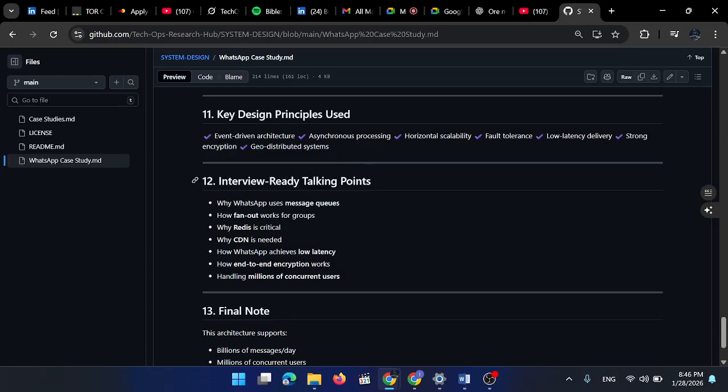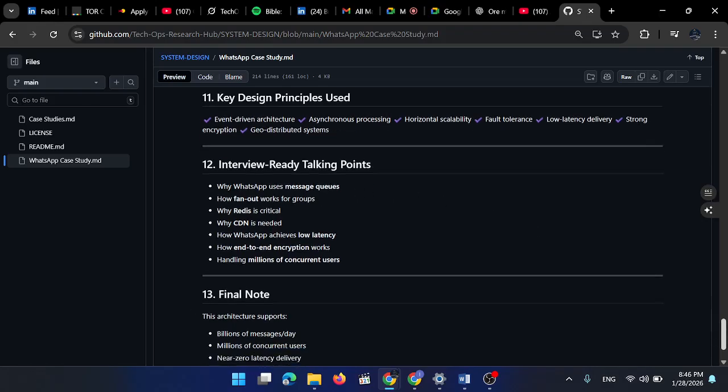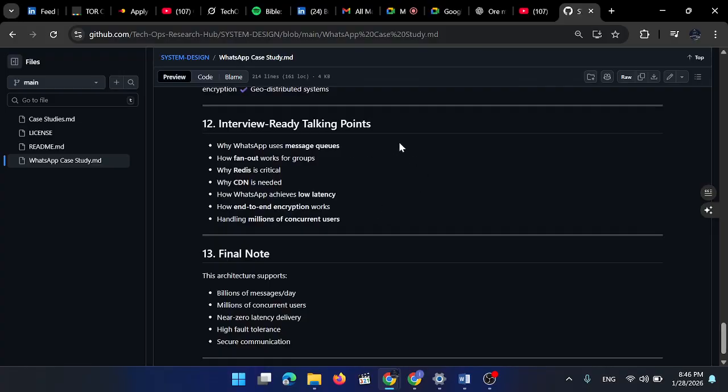There are some interview-ready talking points. I mean, there are some interview areas that are also very important because they are mostly tested. One is why WhatsApp uses message queues. Most of the time, these are some of the questions that you might be asked in regards to WhatsApp. Why WhatsApp uses message queues, how fanout works for groups, why Redis is critical, why CDN is needed, how WhatsApp achieves low latency, how end-to-end encryption works, and how to handle millions of concurrent users.